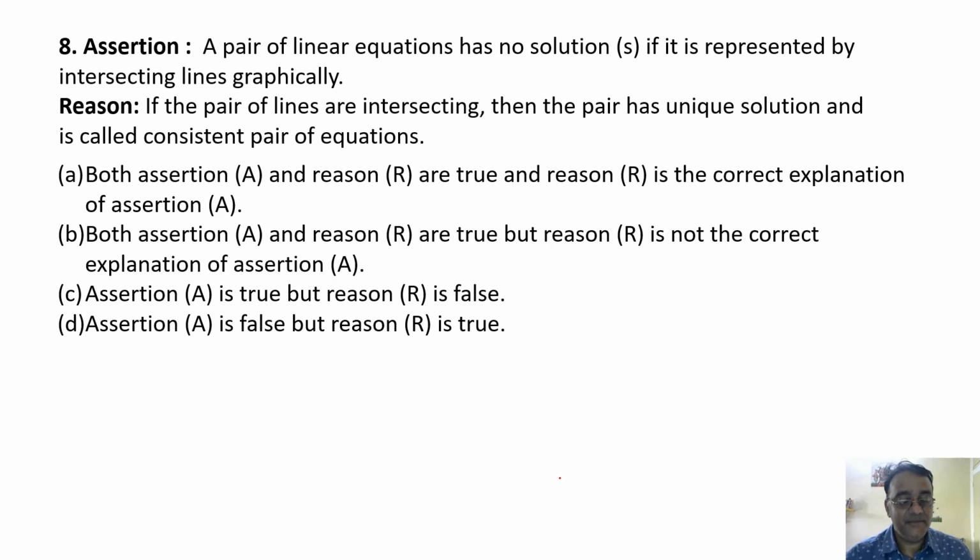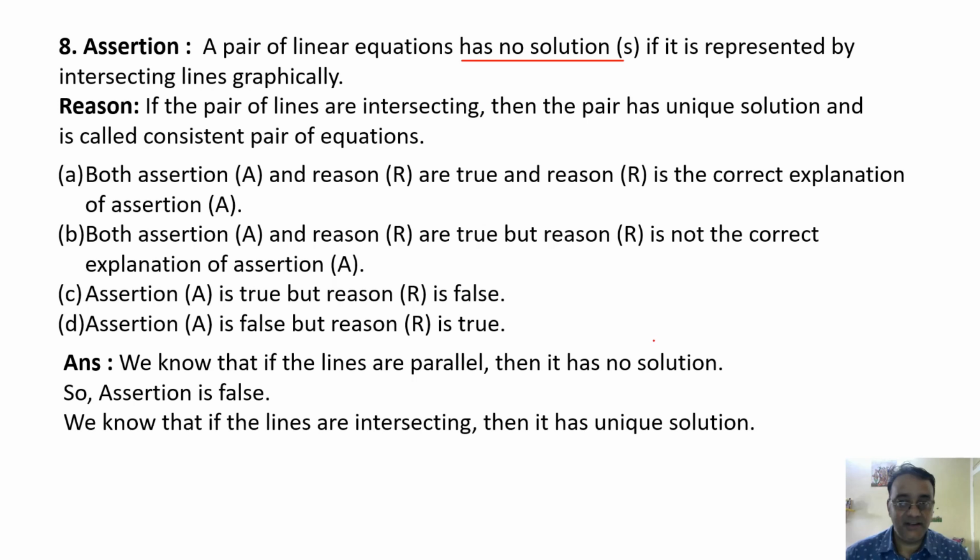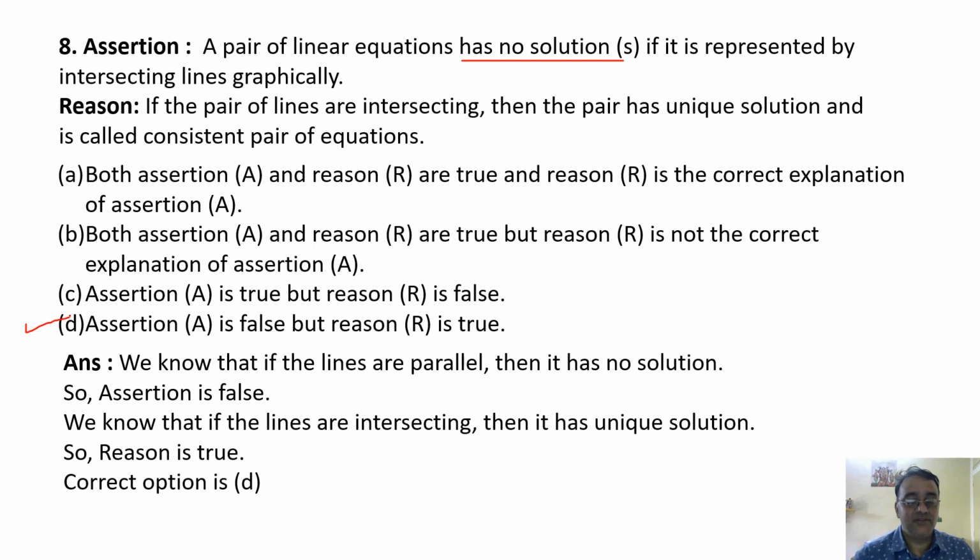So here for the assertion, if there is no solution, then the lines will be parallel, that we know, right? If the lines are parallel, then it has no solution, but it is given intersecting lines. So assertion true or false? False. And for the reason, if we know that the lines are intersecting, then it has a unique solution, and it is already given. So the reason is correct. So option D, we have to select that assertion is false, but reason is true. So this is question number 8.